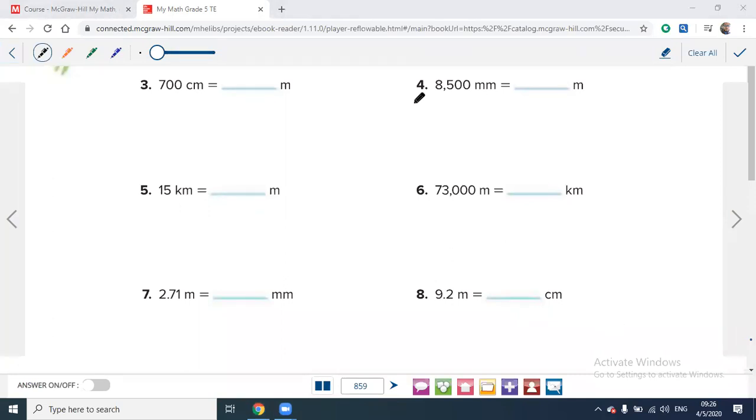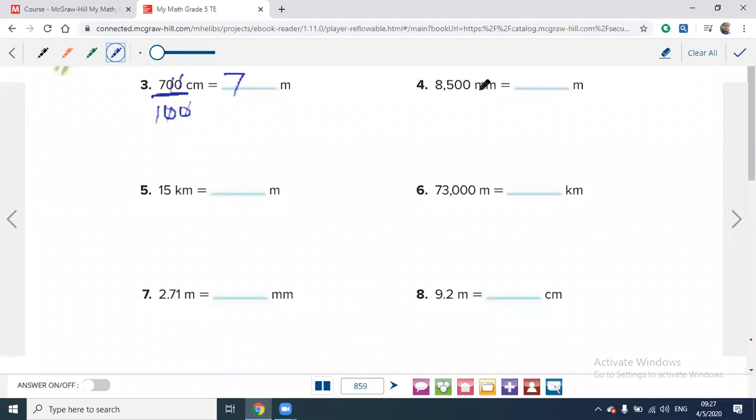Okay, let me explain 3 and 4. In number 3, I have to convert from centimeter to meter. Centimeter is smaller than meter, so I have to divide. Divide by what? By the unit of 100. So 700 divided by 100 equals to what? Equals 7. I cancel zeros with zeros. So I have 7 divided by 1 equals 7.